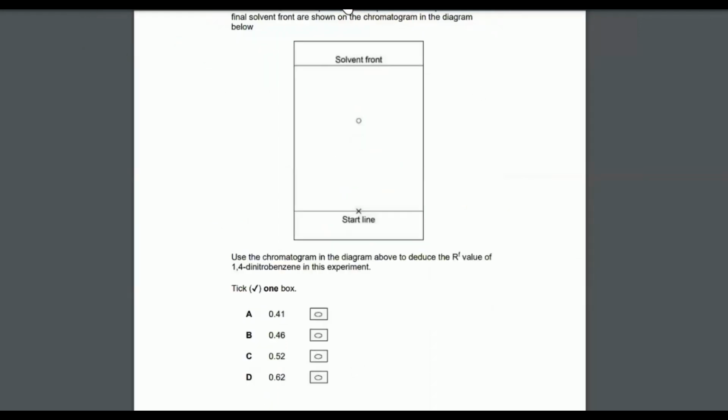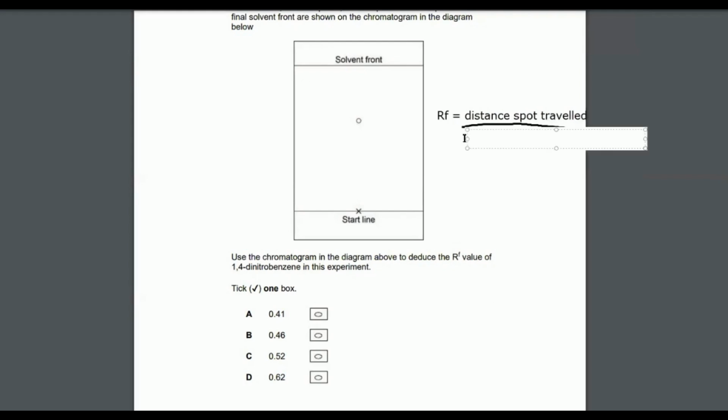The start line and the final solvent front are shown in the chromatogram in the diagram below. So we've got our start line and we've got our solvent front. Use the chromatogram in the diagram above to deduce the RF value of 1,4-dinitrobenzene in this experiment. So that little circle is how far the 1,4-dinitrobenzene moved up the TLC plate. You can see how far it's moved up from the start line.